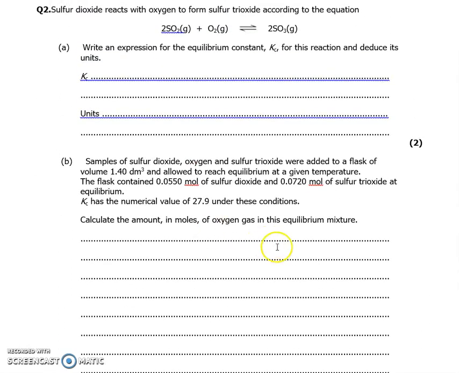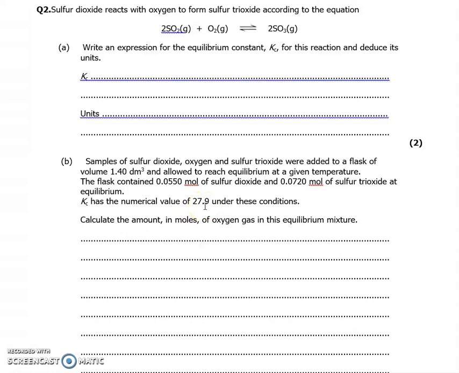And a twist on this would be from the exam board. This one here, where you've got sulfur dioxide and oxygen making sulfur trioxide. And you've got a flask with a volume of 1.4 decimeters cubed. We reach equilibrium at a given temperature. The flask contains that number of moles of sulfur dioxide, that number of moles of sulfur trioxide. You've been given a value of Kc.